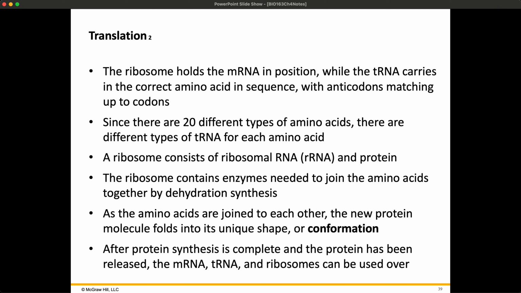Typically you have multiple ribosomes running down your mRNA strand because you never just make one protein. Your body's going to make a whole bunch of it. And so this can just be done over and over and over again.